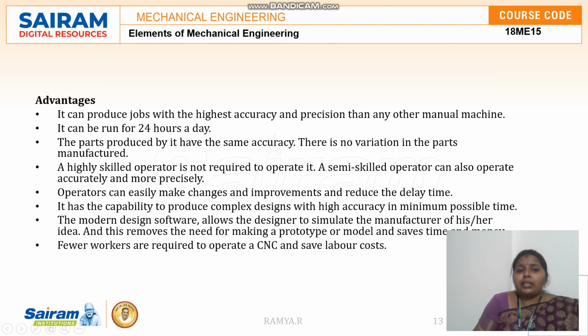There are some advantages in using the CNC machine. They give higher accuracy and precision than any manual machine. It can be run 24 hours a day. The parts produced by the CNC have high accuracy, and there is no variation in the parts manufactured. So if you are manufacturing 1000 components of the same shape, they all resemble each other, with no variation. A highly skilled operator is not required to operate it; a semi-skilled operator can also operate accurately and precisely.